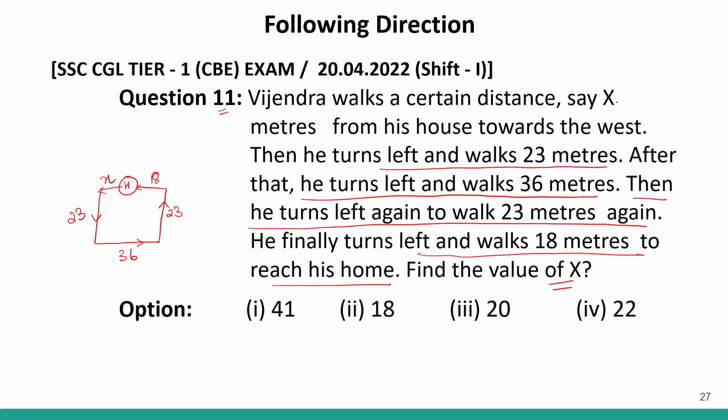Now, let me repeat. The distance was not known to us when he started towards the west. Then he walked 23 meters, then 36 meters, and then again 23 meters. From here, he took a left turn and walked 18 meters to reach the home. So this will be 18. We have to find the value of X. So very clearly, X will be equal to 36 minus 18, which will be equal to how much? It will be equal to 18. So our answer will be option number 2, 18.